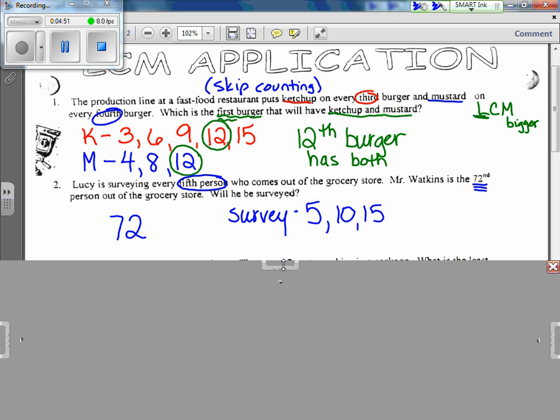Well, think about divisibility rules that we had talked about. If my number ends in a 2, is it going to be divisible by 5? Are we ever going to land on a 2 when our pattern looks like 5, 10, 15? Our pattern is 5, 0, 5. No. So my answer is no, and it's because 72 is not divisible by 5.